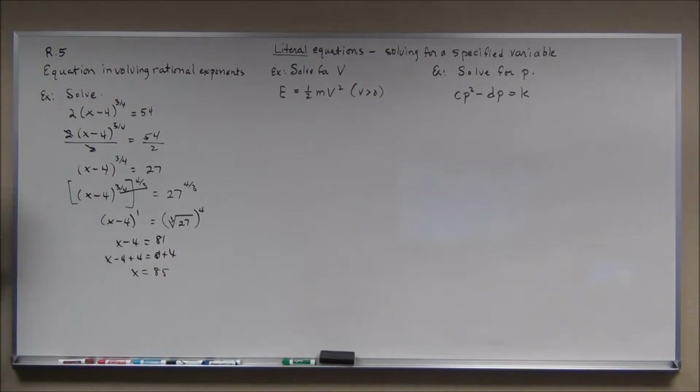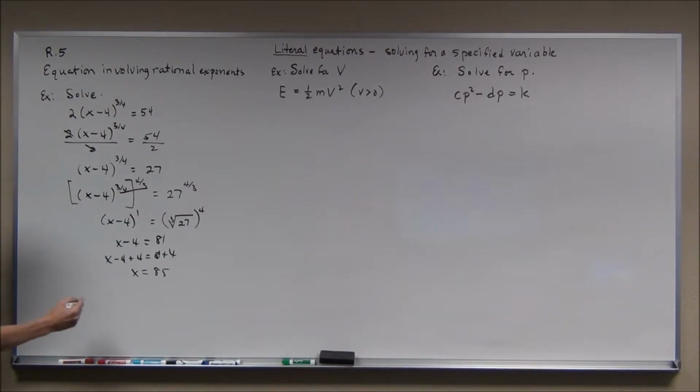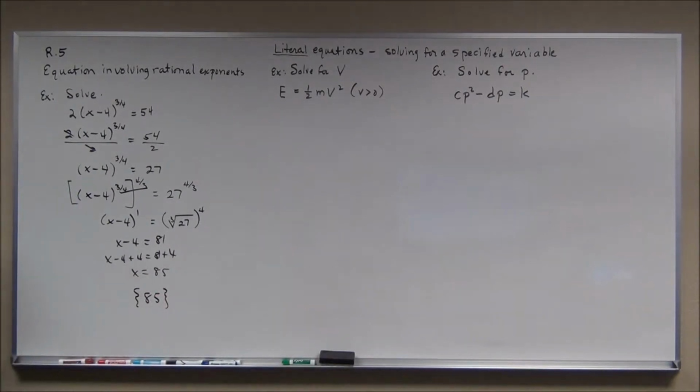I feel pretty comfortable with that answer, but the best way to make sure is to plug it back in and check. If I plug 85 into here, 85 minus 4 is 81. 81 to the 3/4, that's the 4th root of 81, 3, cubed, 27. 2 times 27 is 54. I kind of did that one in my head, but you can work it out on paper, and your solution set is the set 85.